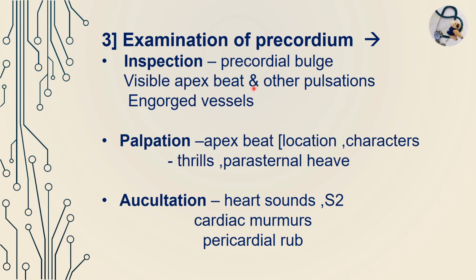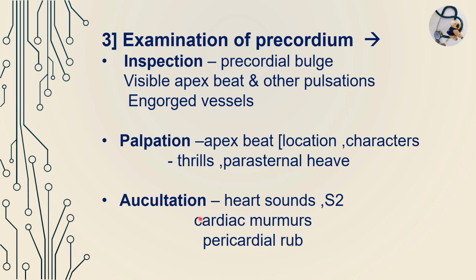Then come to the precordium examination, that is the CVS examination proper. Here inspection, palpation, and auscultation are important. In inspection, you check for precordial bulge. Many diseases may have a precordial bulge. Check if there is any visible apex beat or any other pulsations or engorged vessels in the precordium. Then go to palpation, locate the apex beat and see the character of the apex, whether it is heaving or tapping, and then you check for thrills and parasternal heave.